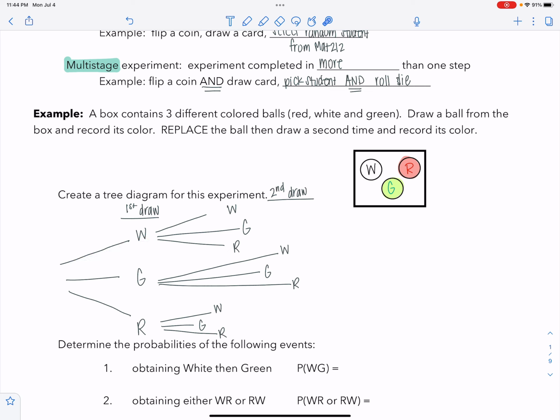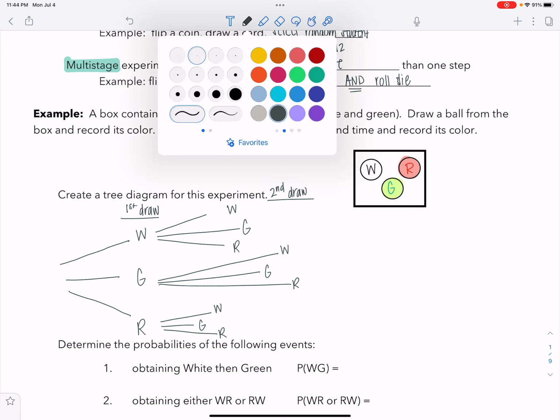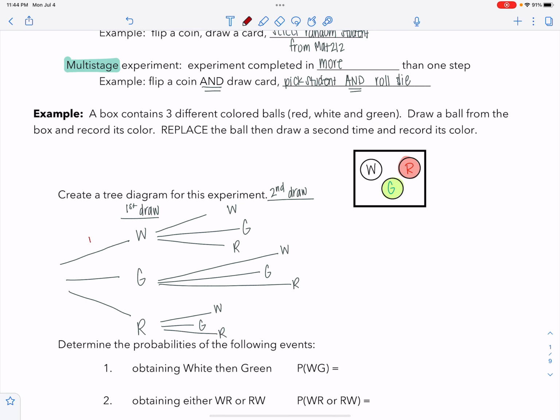Now, we also want to go in and add these probabilities because this is going to help us later on in our examples. On the first draw, the probability of drawing a white ball is 1 out of 3 because there's 1 white ball out of a total of 3. Same thing with green: 1 green out of a total of 3. And 1 red out of a total of 3.